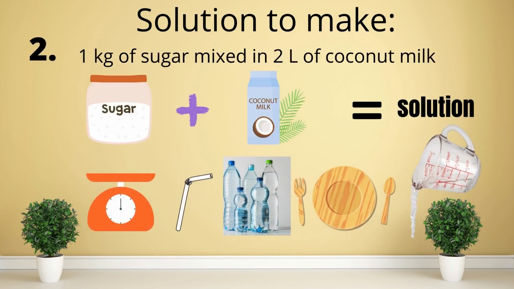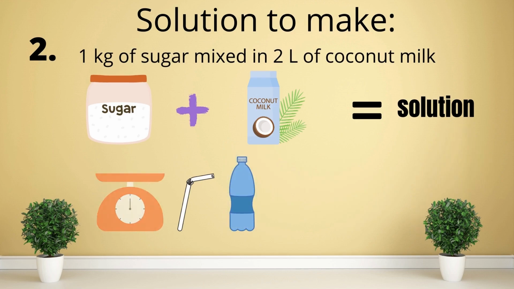Number 2. Solution to make 1 kilogram of sugar mixed in 2 liters of coconut milk. What are the materials that we can use to measure the sugar and coconut milk? Is it a weighing scale, a straw, an empty bottle that has a label of volume on it, a plate, spoon and fork, or measuring cup? Again, choose only the useful objects for number 2.